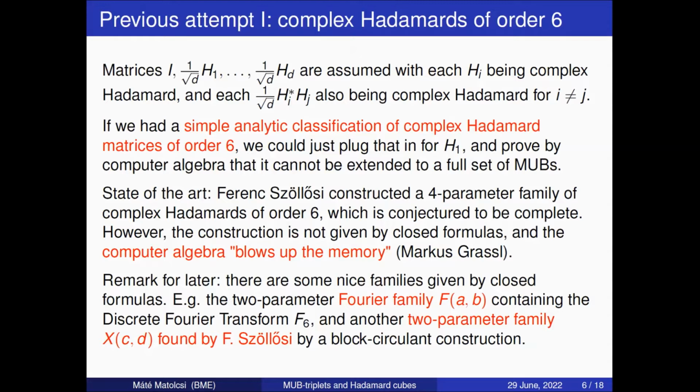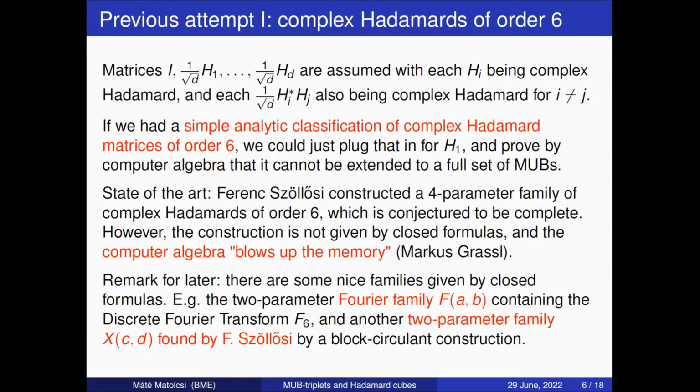And the first very natural attempt, if we had some simple analytic classification of all complex Hadamard matrices of order 6, then we could just plug in that classification to H1, and then you do some computer algebra, and hopefully the computer just spits out the result that, okay, this cannot be completed to a full set of MUBs. Unfortunately, the state of the art is that Ferenc Szöllősi constructed a 4-parameter family of complex Hadamards of order 6, which is conjectured to be complete or almost complete.